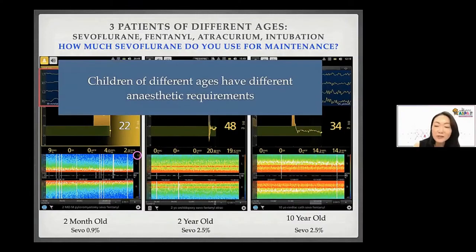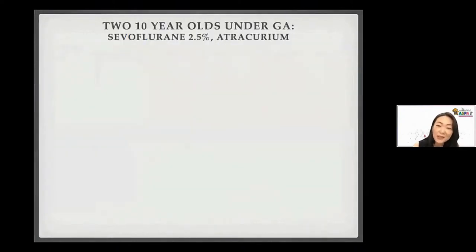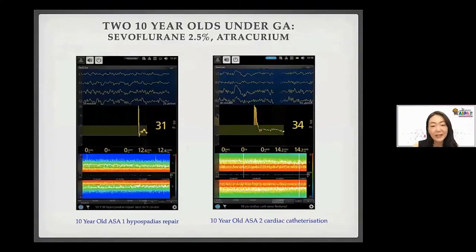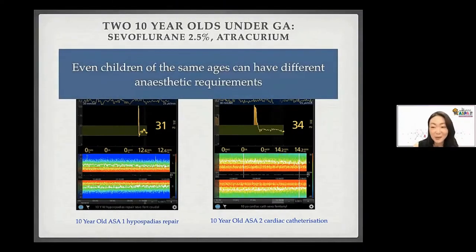And just in case you think only children of different ages have different anesthetic requirements, I'll show you that here we have two 10-year-olds of the same age. They're under anesthesia, both having 2.5% sevoflurane, and also had atracurium and were intubated. And their spectrograms looked very different too. The one on the right was having cardiac catheterization, and the one on the left, hypospadias repair, is also receiving sevoflurane. So same anesthetic, same scale for the power, but different brain responses. The one on the left is actually a little deeper, with lower power compared to the one on the right. So even children of the same age can have different anesthetic requirements.